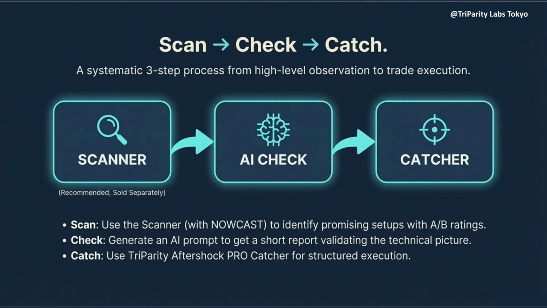This all boils down to a really simple, powerful, 3-step workflow. Scan, check, catch. It's that easy. First, you scan the market to find those high-potential A or B-rated setups. Second, you check for any blind spots using a quick AI-generated report. And finally, you move to the chart to catch the trade, using the execution tool to confirm the signal and trade with that predefined structure.